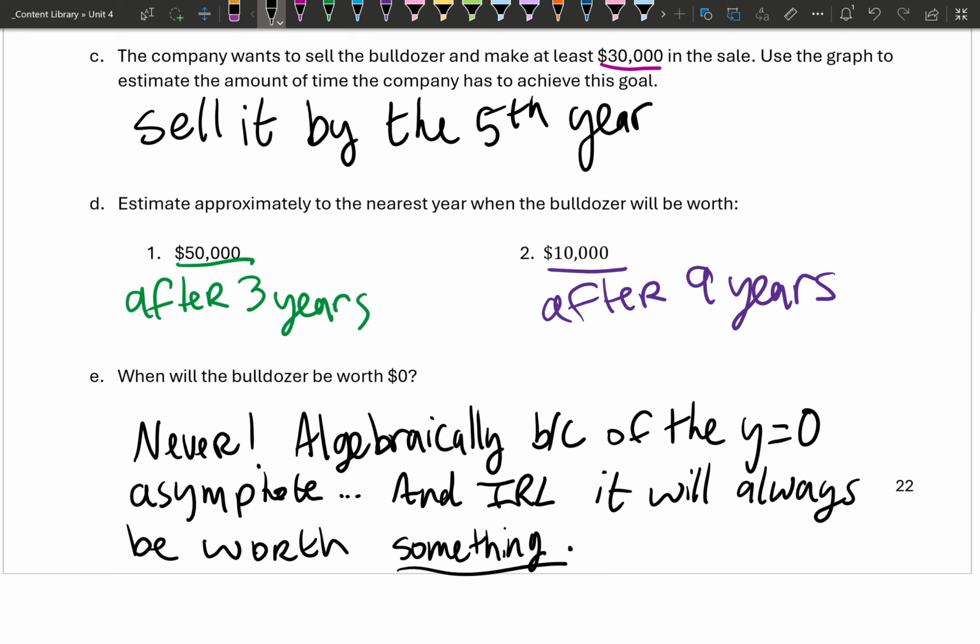Maybe you can buy a new one, but sell the parts of this bulldozer. So it's never going to be worth nothing. Okay? You can always sell something from that bulldozer. The worth will not just be zero. Okay? So algebraically, it's because of the asymptote, but when we think about it in real life as well, it's never just going to be worth nothing. It's a big thing of metal. At the very least, you could sell it for the metal.